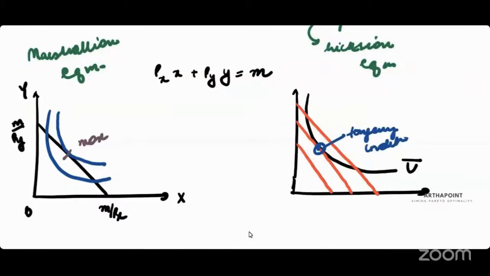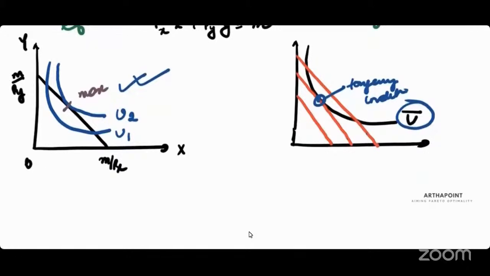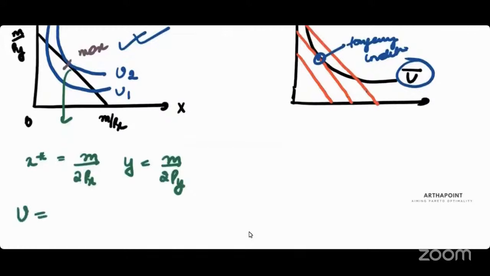But the technique has changed. I draw various budget lines and see where am I reducing the expenditure to achieve this level of utility. Here, I draw various indifference curves and see where am I achieving the maximum utility. We have done this technique. From this technique, we got x star is equal to m by 2px, y star is equal to m by 2py. And the maximum utility we got was m square by 4 px py.